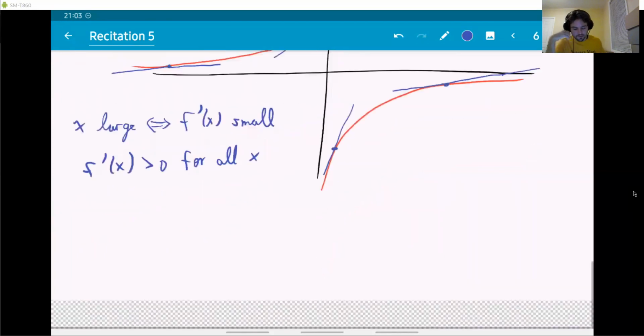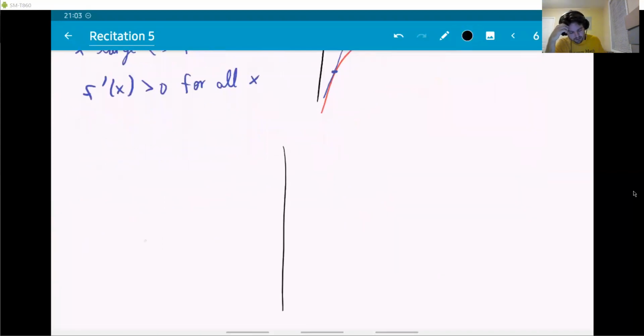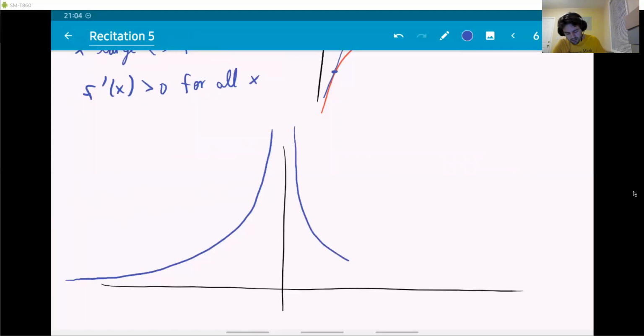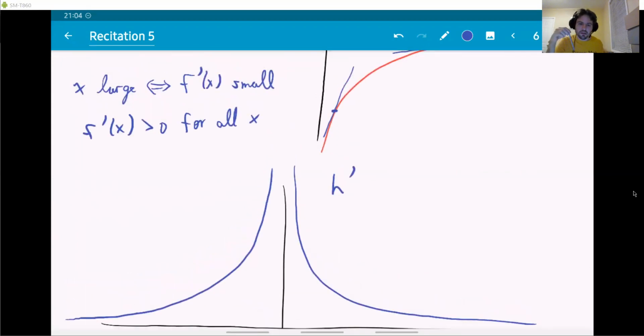So this is enough to describe what the function should look like. It's only positive, so the whole graph will be up here on the first and second quadrants. And what does it look like? X large, f prime small. X small, f prime large. This is h prime. It turns out to be the function 1 over x squared.